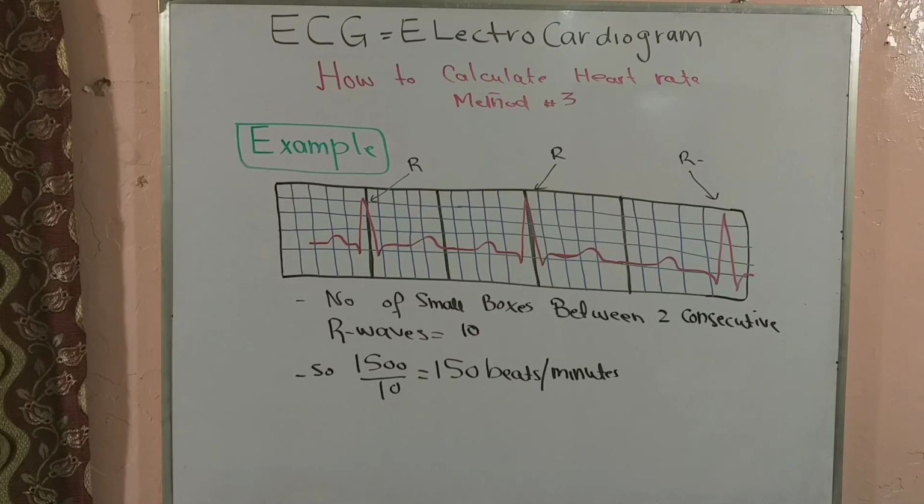Our principle was that we will divide 1500 by the number of small boxes between 2 consecutive R waves. So if we divide 1500 by the number of small boxes, which is 10, the answer will be 150 beats per minute. So this is how, using the method number 3, we can calculate the heart rate from the ECG paper. This is not difficult. This is an easy way of determining the heart rate using the method 3 from the ECG paper.